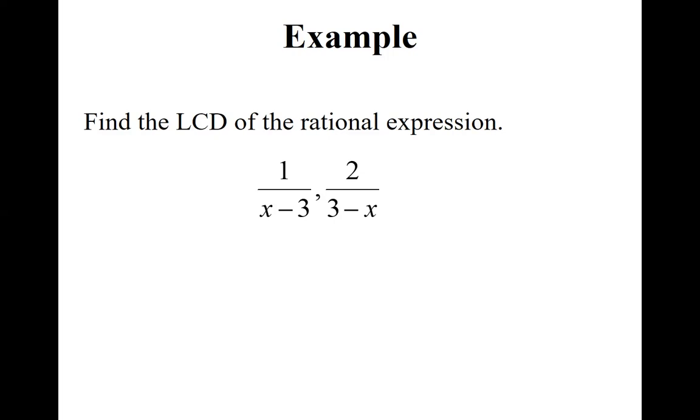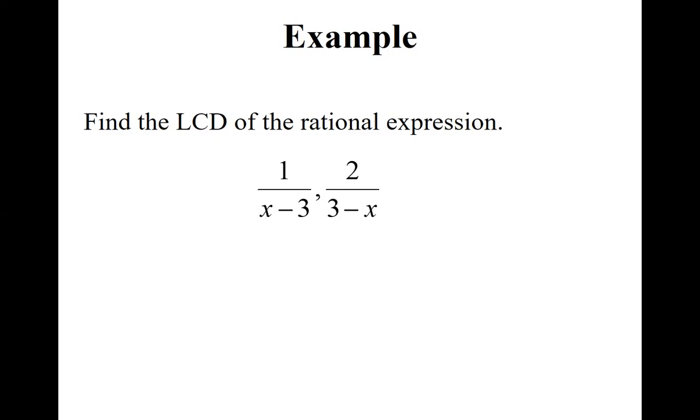So if we really wanted to change, say, the 3 minus x to x minus 3, we would have to multiply by negative 1 over negative 1, because that's 1, and that wouldn't change the value. So that second rational expression could be negative 2 over the opposite of x minus 3. Now, we don't need to do any of that because we're just looking for an LCD.